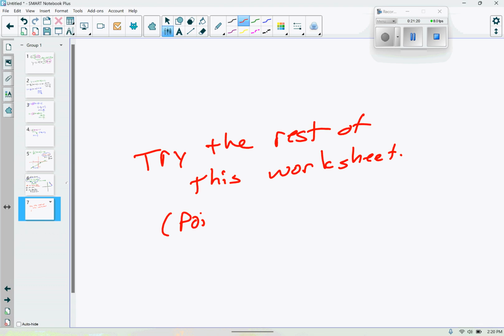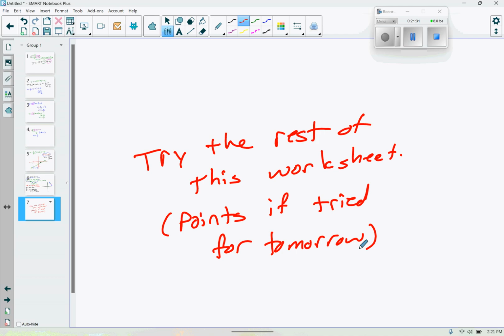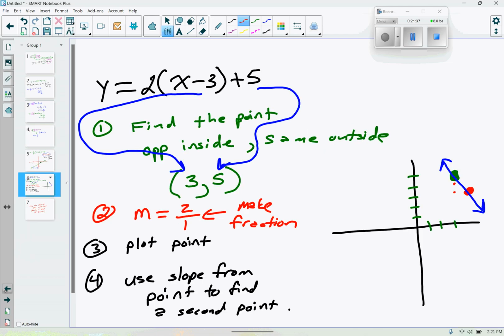There is points if tried for tomorrow. So you have the rest of the period to work on it, but I'm giving you a little bit of homework. Is that all right? Do you want me to go back to that one thing so you can take a picture? There you go. But see if you can try it. I bet you can do the rest of this worksheet, the front and the back. Okay?